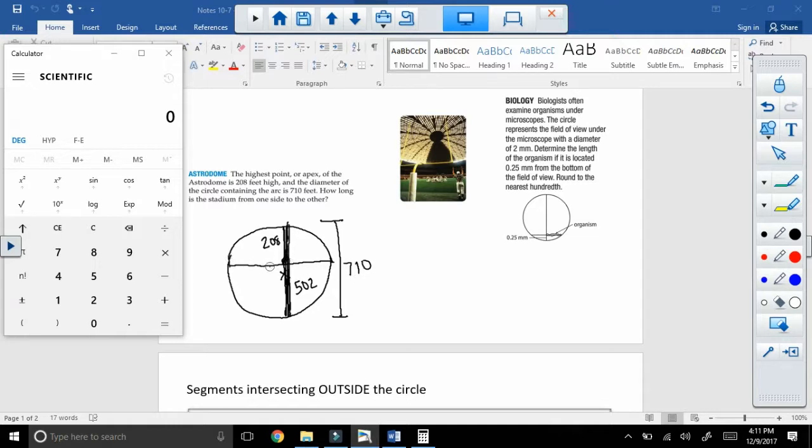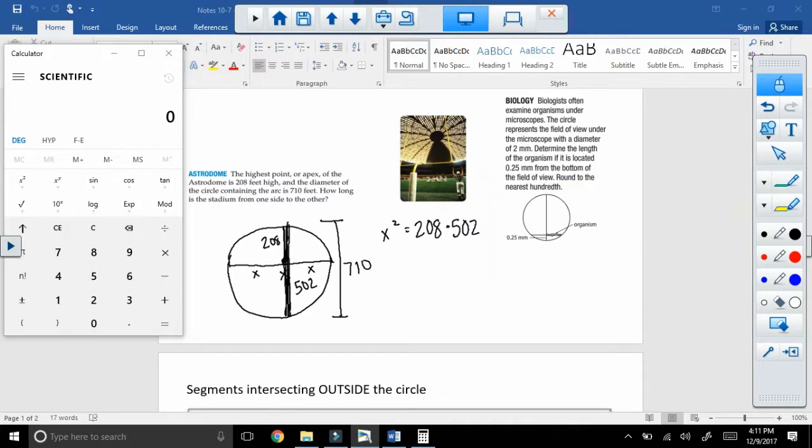Since I want to find the whole way across, I have to split that up into two, and both of these are going to be exactly the same distance because the apex, I know I have this drawn off to the side, but that apex would be right in the middle. So when I set this up, I'm going to write that this is x squared, because I have x times x, equal to 208 times 502.